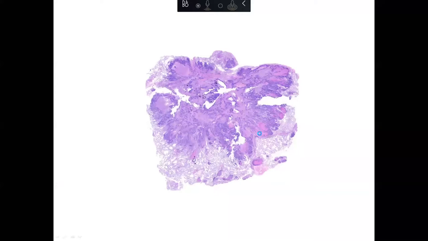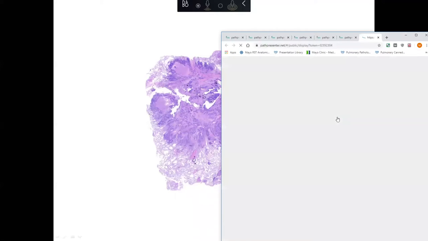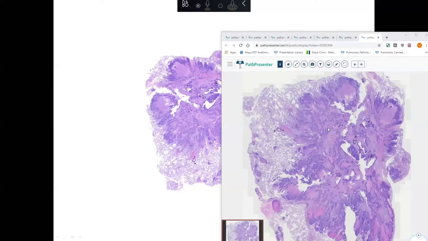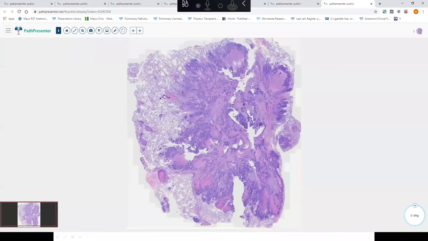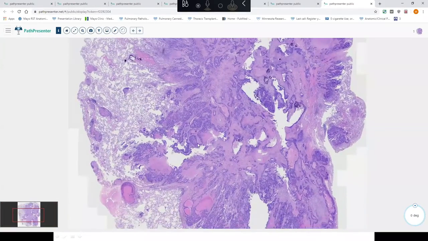Perfect. Good job, everyone. So I think that we have a good mnemonic here: birds, the animal, for NUT. That's a good idea for BRD4 and NUT. Thanks for sharing that. And so here's our next case.